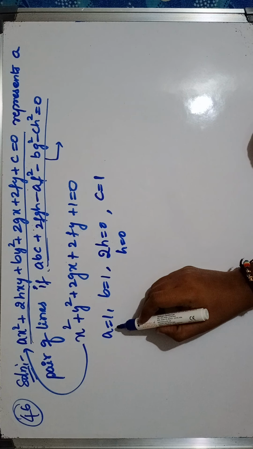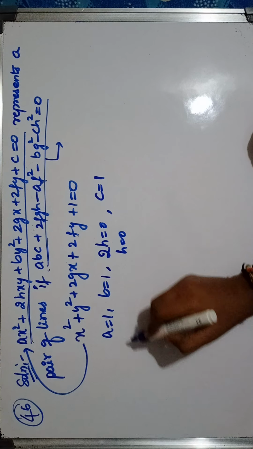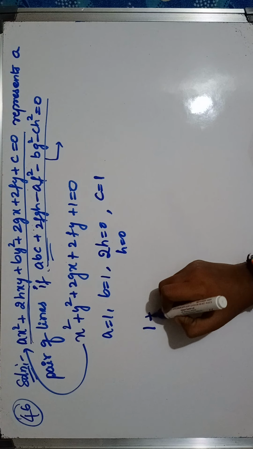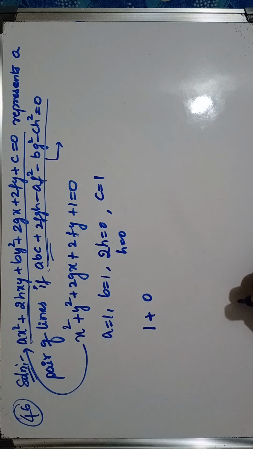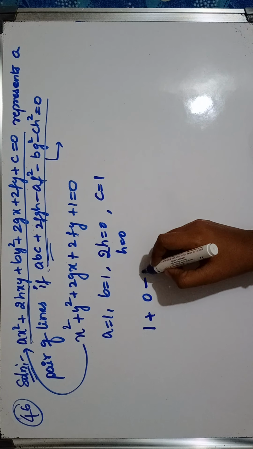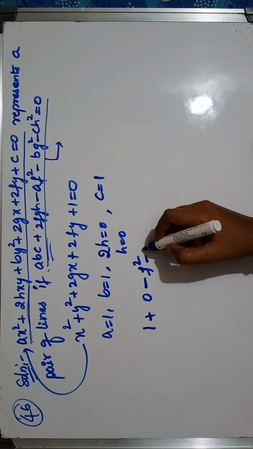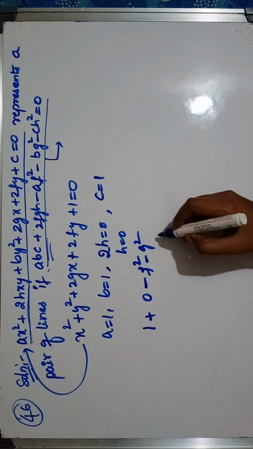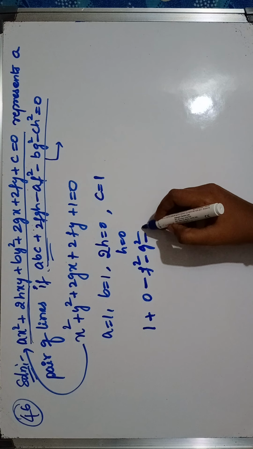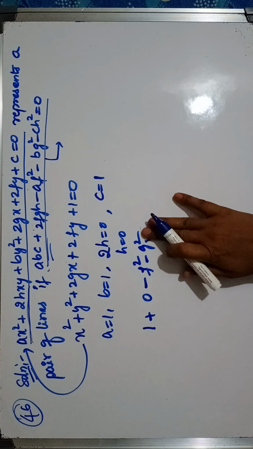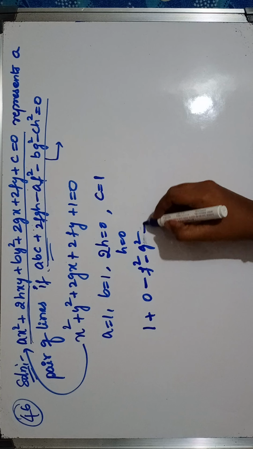So now we got the values of a, b, c and h. Let us substitute them in the condition. abc, 1 into 1 into 1 is 1, plus 2fgh, h is 0, therefore the term becomes 0, minus af square, that is 1 into f square is f square itself, minus bg square, that is 1 into g square is minus g square, minus c into h square, h is 0, so this term vanishes, and this is equal to 0.